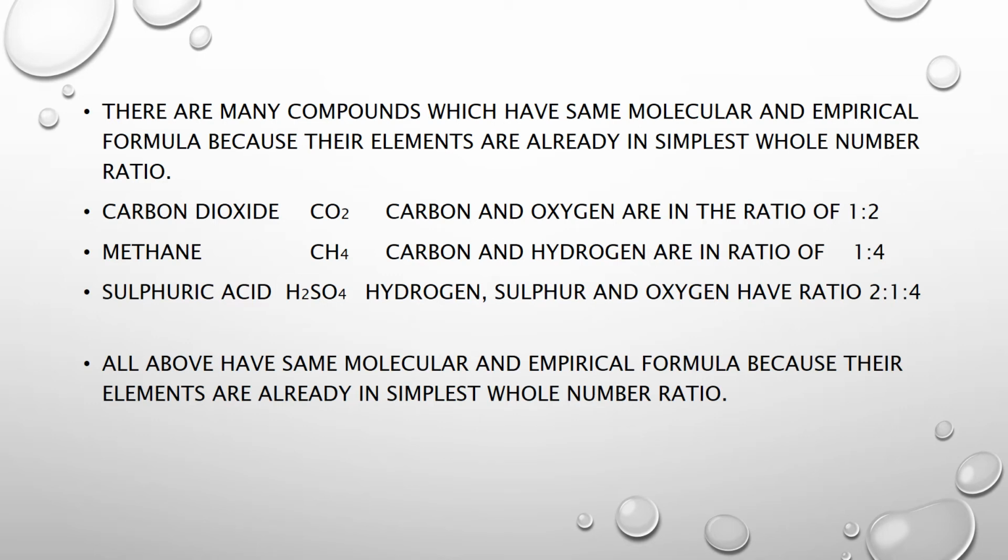In case of carbon dioxide, the ratio is 1:2. You cannot simplify it anymore. In case of methane, the ratio is 1:4. Further, you cannot simplify it. In case of sulfuric acid, hydrogen, sulfur and oxygen are in the ratio of 2:1:4. It is already in simple form. You cannot further simplify it. So, all these have the same molecular and empirical formula because their elements are already in the simplest whole number ratio.